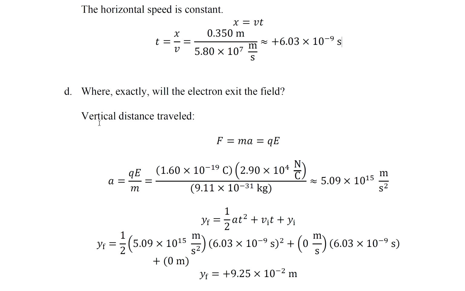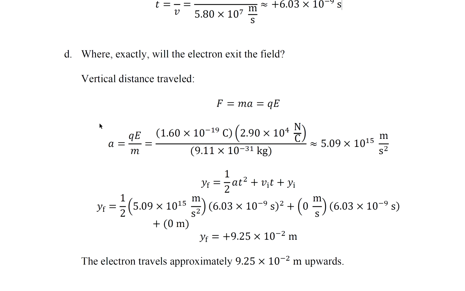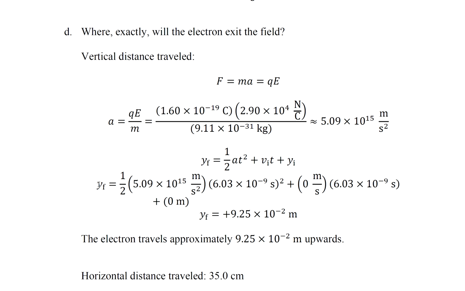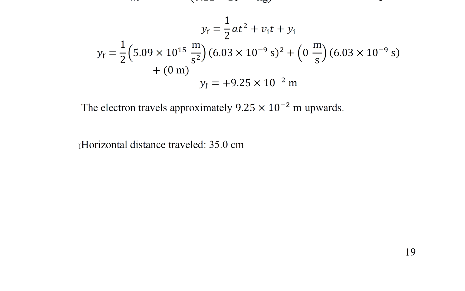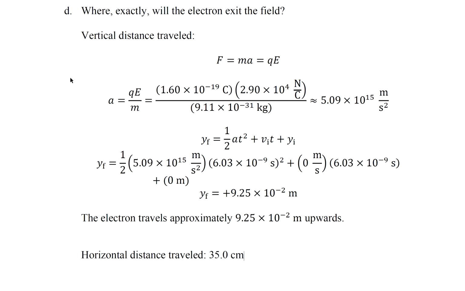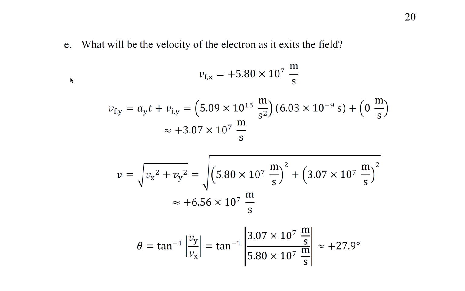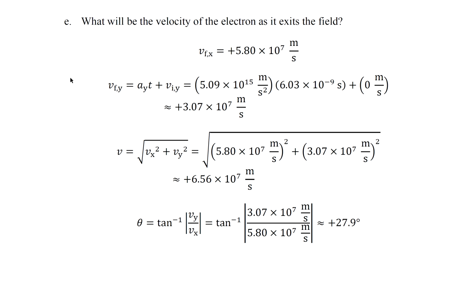Part D, where exactly would the electron exit the field? So this is the vertical distance traveled. And the horizontal distance traveled is 35 centimeters. Part E, what will be the velocity of the electron as it exits the field? Well, we got V sub x, we could solve for V sub y, then we could take the magnitude, and we could get theta.